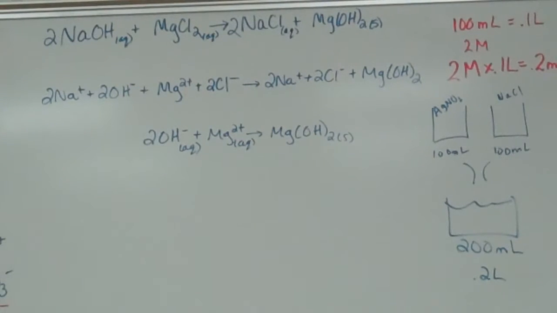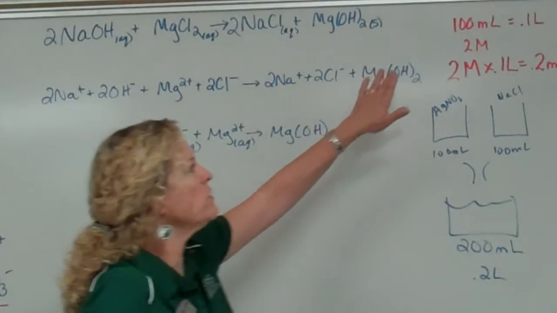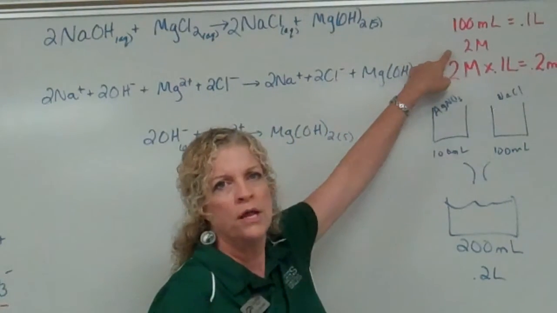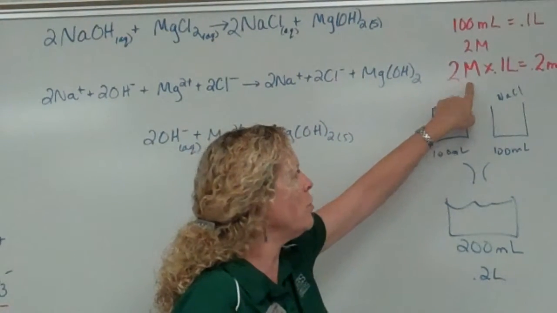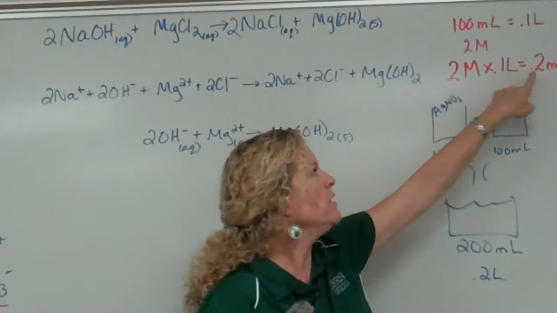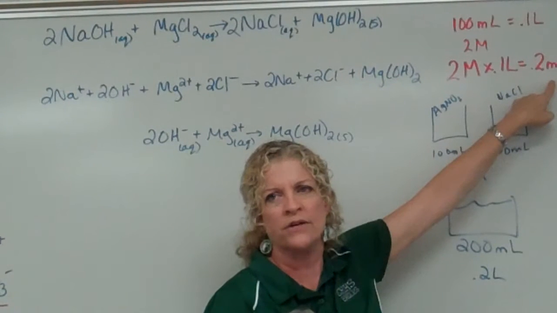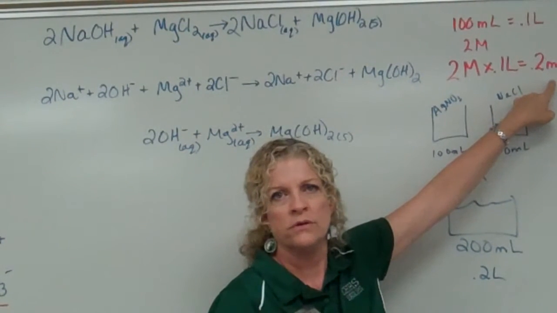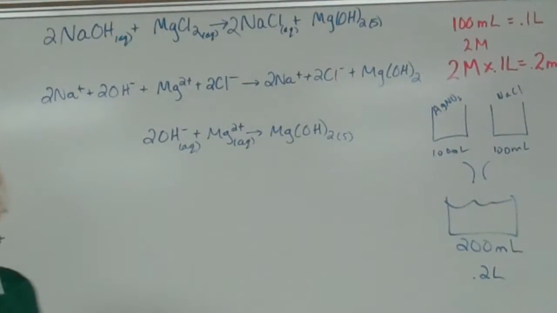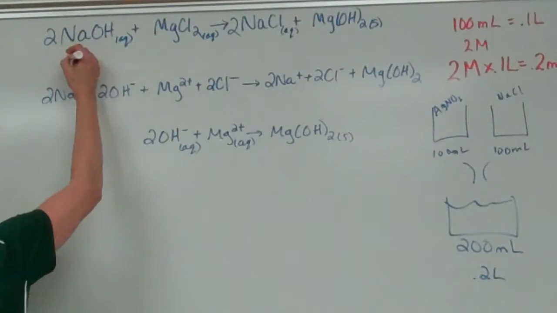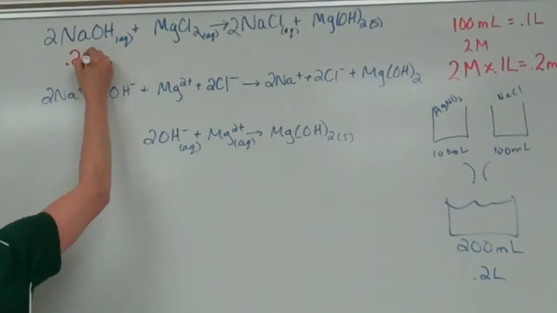Okay. So, what we started with again was 100 mils of each, 2 molar. Does everybody agree 2 molar times 0.1 liters is 0.2 moles? Does everybody agree that we start with 0.2 moles of each reactant? Yes? Okay. So let's write that in and let's deal with the molecular equation at first because we're going to figure out the precipitate question.